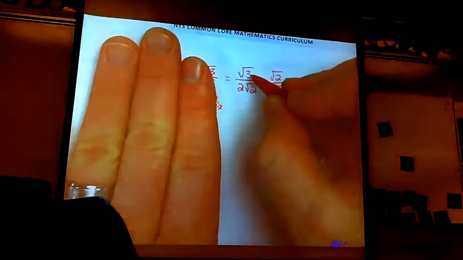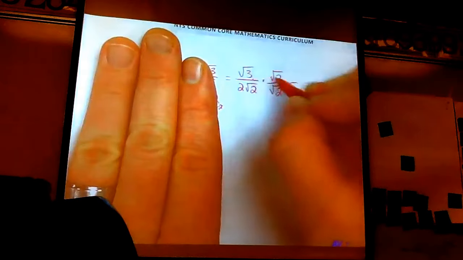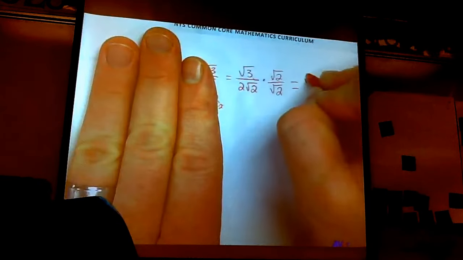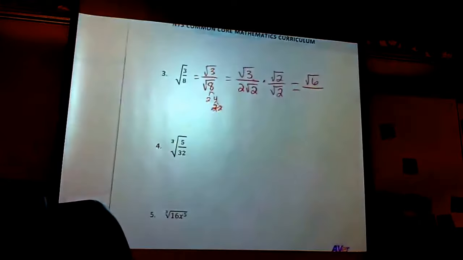So now we multiply across here. Square root of 3 times the square root of 2, what do you get? Square root of 6. Figure out what you get on the bottom when I answer the phone.